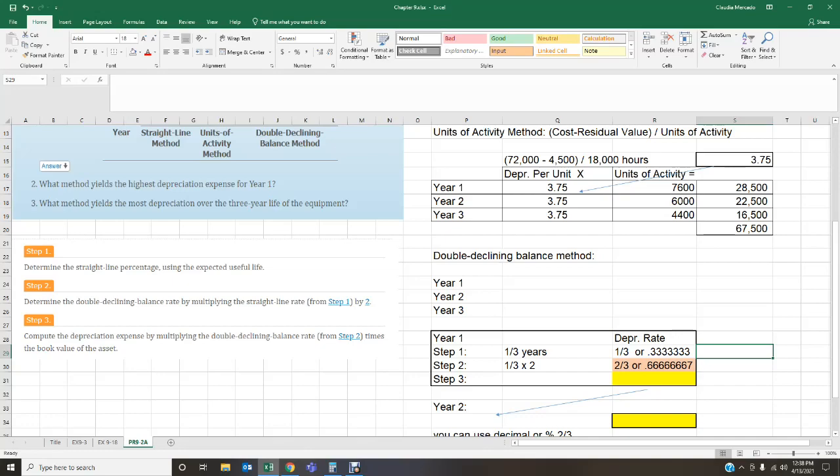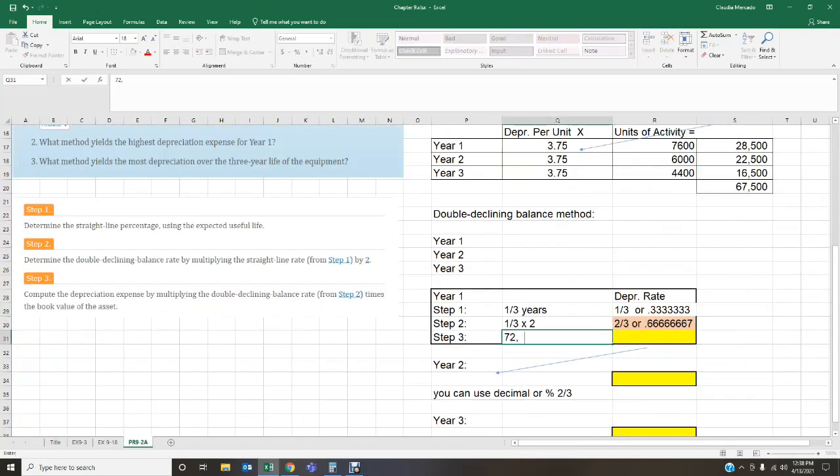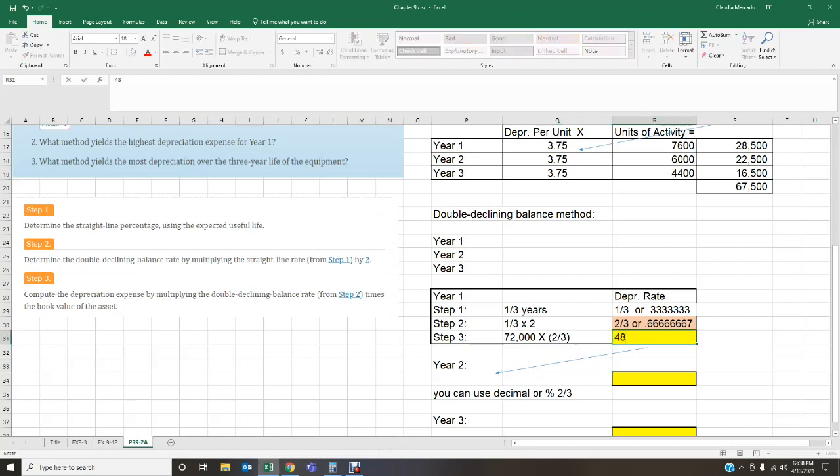So the book value of my asset is $72,000, and I'm going to multiply it by the rate. You can do either 0.6666667 or 2 over 3. I'm going to do 2 over 3 just because it's simpler for me. So 72,000 times 2 over 3 gives me $48,000. So my depreciation for year number 1 will be $48,000.